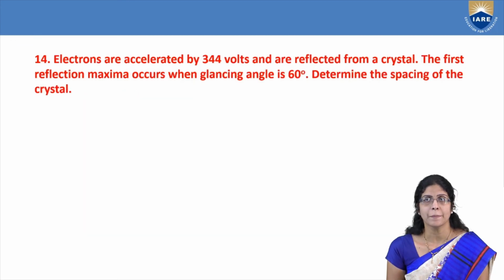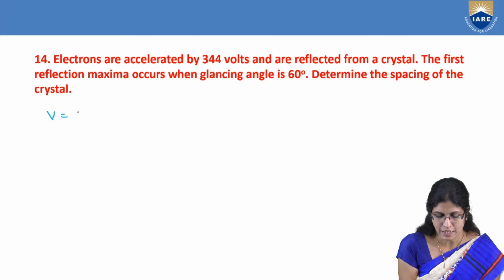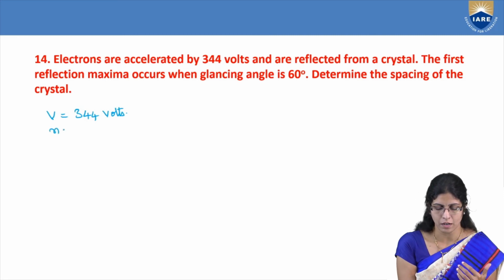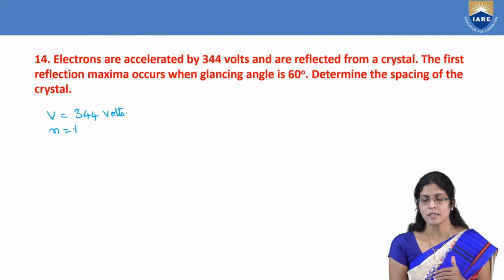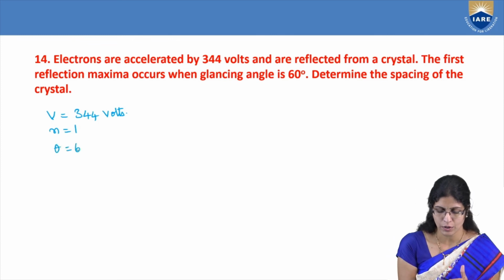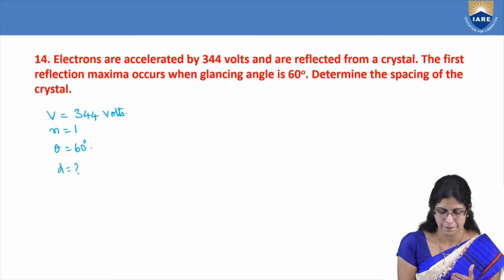Electrons are accelerated by 344 volts and are reflected from a crystal. So again here you are given V is equal to 344 volts. The first reflection maxima, n is equal to 1, occurs when the glancing angle is 60 degrees. So theta is equal to 60 degrees. Determine the spacing of the crystal.